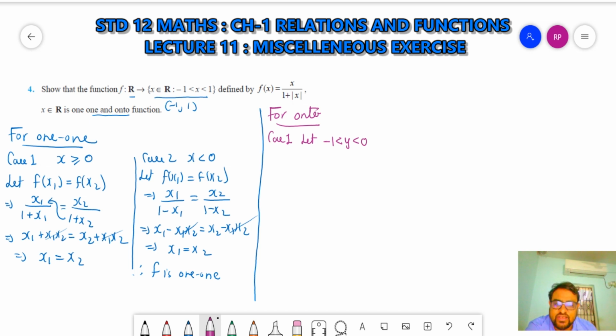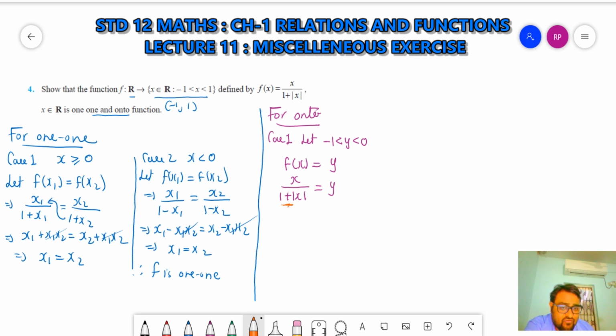Clear? So in this case, we will take f(x) is equal to y, right? So x upon 1 plus modulus of x is equal to y. Now see here, y is negative. So in this condition, the denominator will always be positive, because 1 plus modulus of x will also be positive.